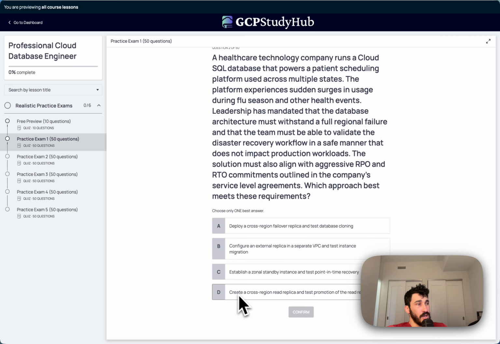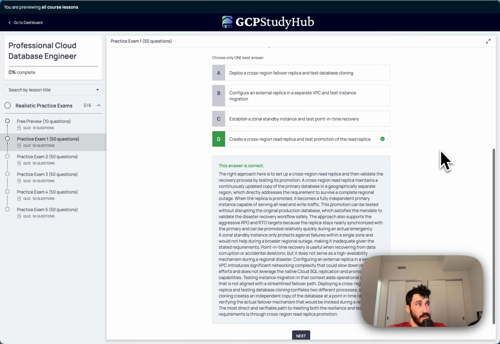And then D, create a cross-region read replica and test promotion of the read replica. Okay, so this is what we want, right? Because we're putting the read replica in another region. And so if we have an outage in our primary region, then this one serves as a backup. And what we want to test is the actual promotion of that read replica. So this is what we want. Sure enough, that's the right answer.